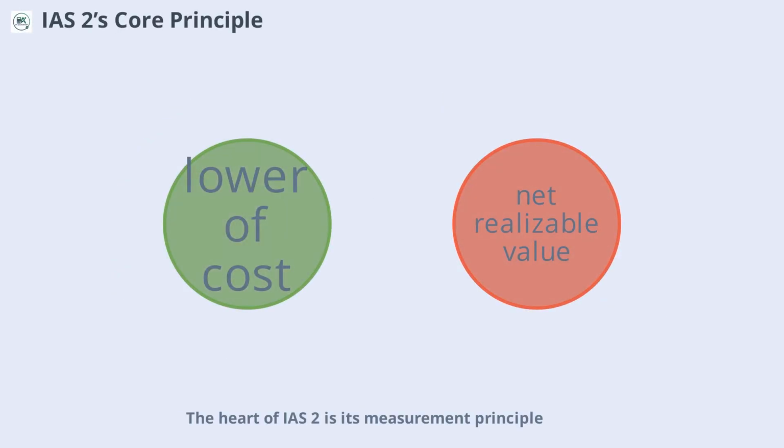The heart of IAS 2 is its measurement principle. Inventory must be measured at the lower of cost and net realizable value, or NRV. This rule is designed to prevent companies from overstating the value of their inventory on the balance sheet. By always choosing the lower amount, businesses take a cautious approach, ensuring that assets are not reported at more than they're likely to bring in.